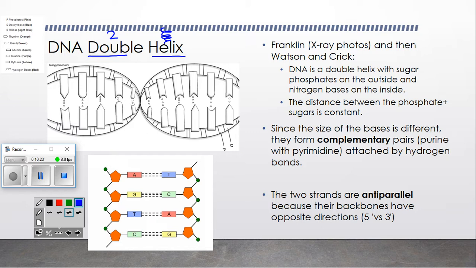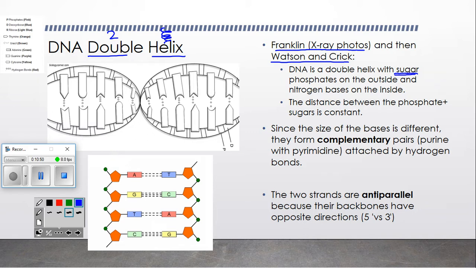Now, how do we know this about DNA? Mostly because of Rosalind Franklin. She's the one who took X-ray photos. And then Watson and Crick, the guys who made the model based on the findings from all of her research. So here's what we know. DNA is a double helix, and it has sugar and phosphate on the outside.